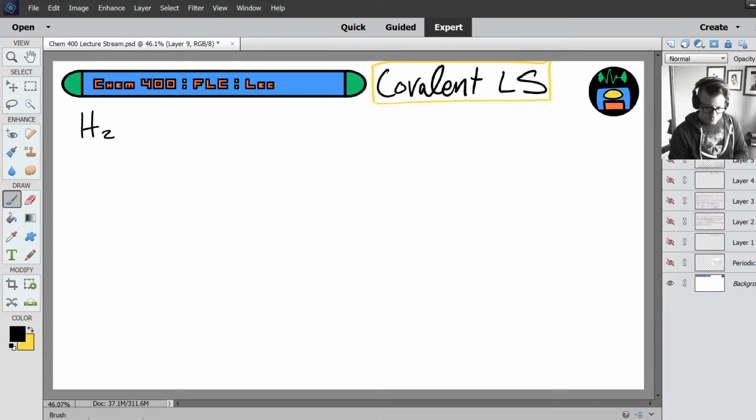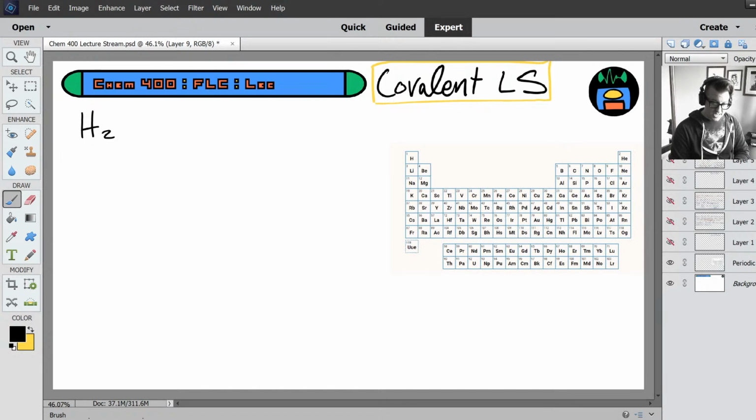So let's go ahead and we're going to start as simply as we can with H2. Now, rolling in with our periodic table, you can see that hydrogen, in the first column, has one valence electron. So we have two hydrogen atoms, each with one valence electron.